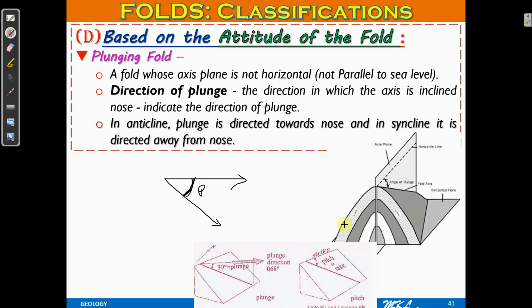So if there is an inclination from the horizontal line, that's called the plunge. If the fold axis is plunging, it's called a plunging fold.